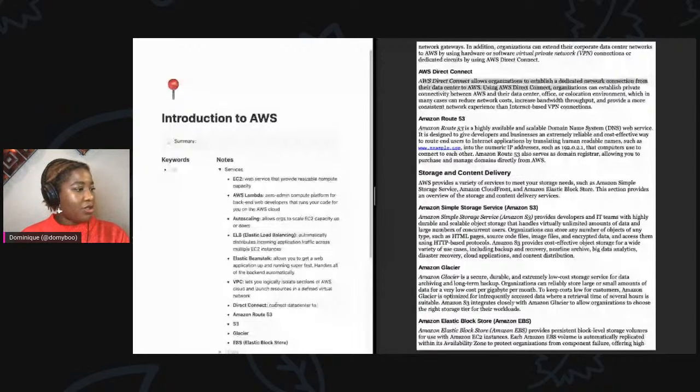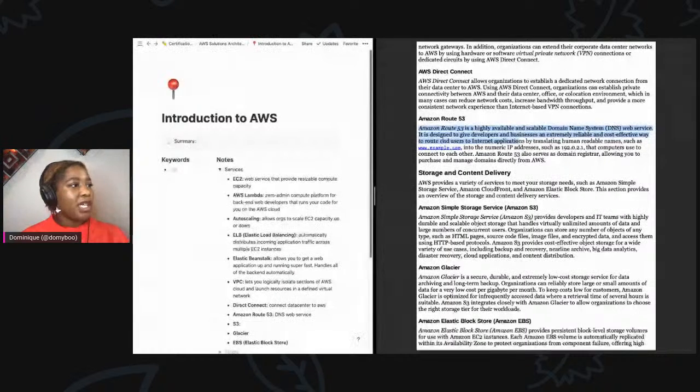Route 53. What did I just do? I turned it into a page. Route 53 is a highly available and scalable DNS web service designed to give developers and businesses extremely reliable, blah, blah, blah. So I'm just going to say DNS web service. That's all you need to know. Well, that's all I need to know whenever I see Route 53.